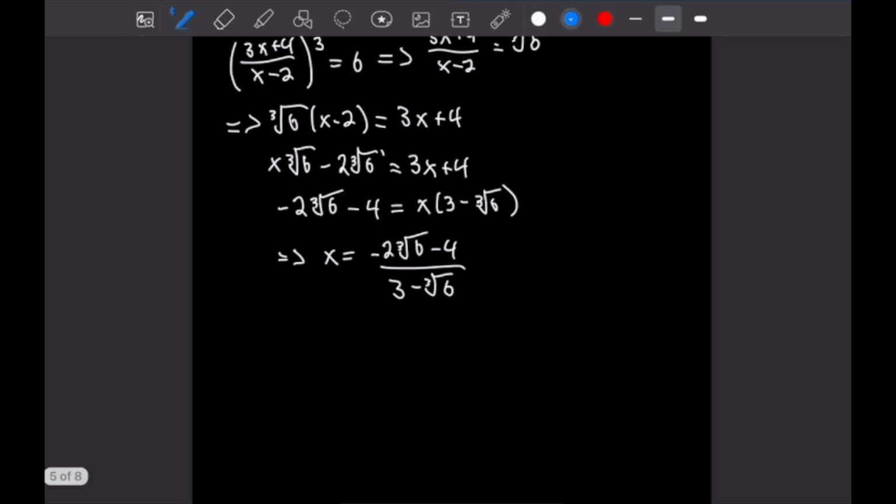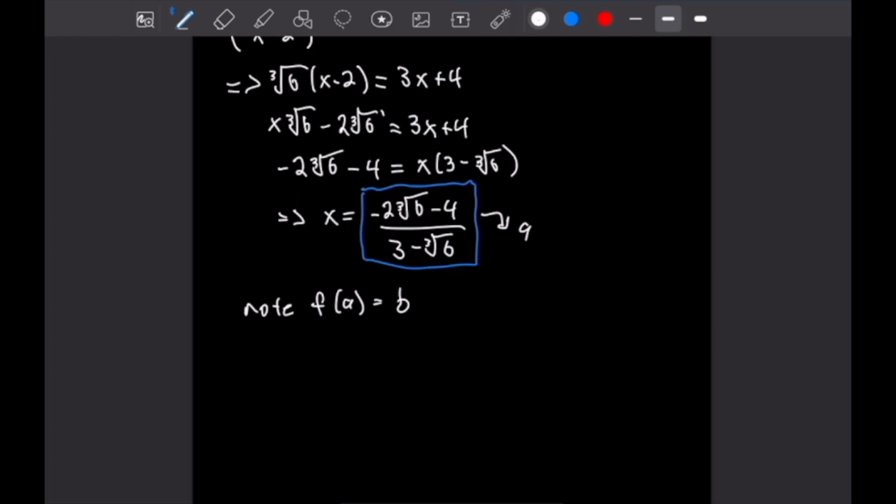Great. And for the sake of shorthanding our next step, let's just call this thing a. We can note that f(a) will always equal b. This calculation we just did, to find what a we can plug in for f(a) equal to b, is exactly what we needed to do to find our inverse function. So we can simply write that f inverse of x is equal to (-2 times the cube root of x minus 4) all over (3 minus the cube root of x). Great. So let's go ahead and get into the next one.